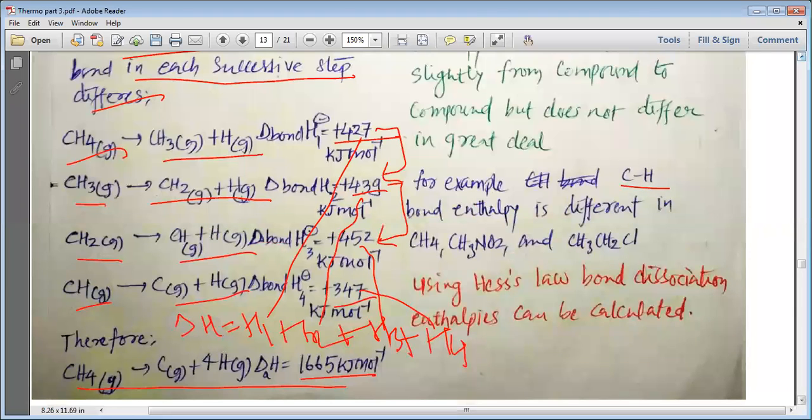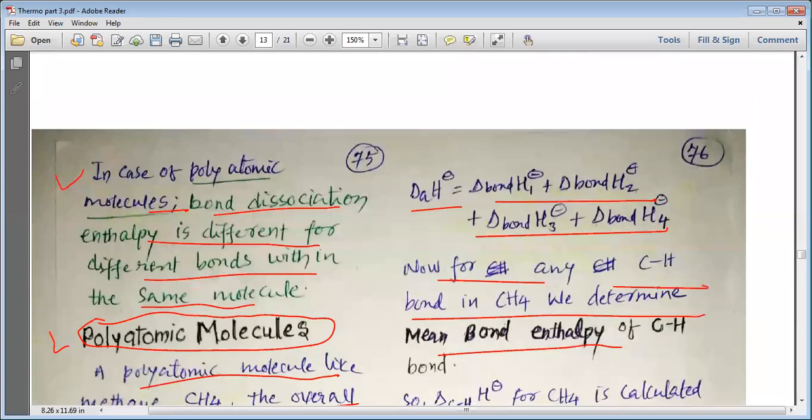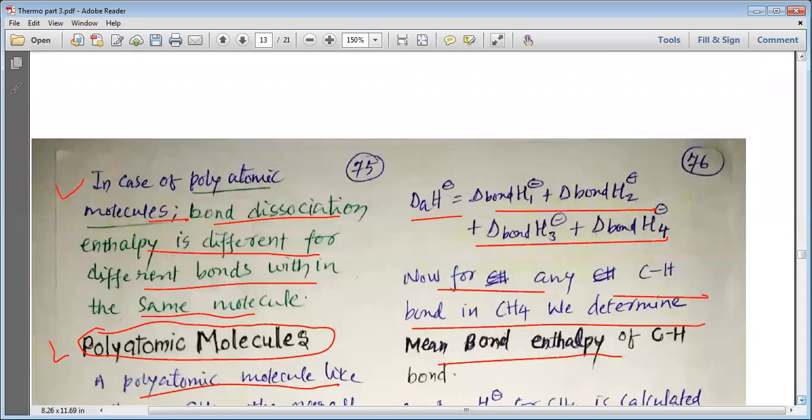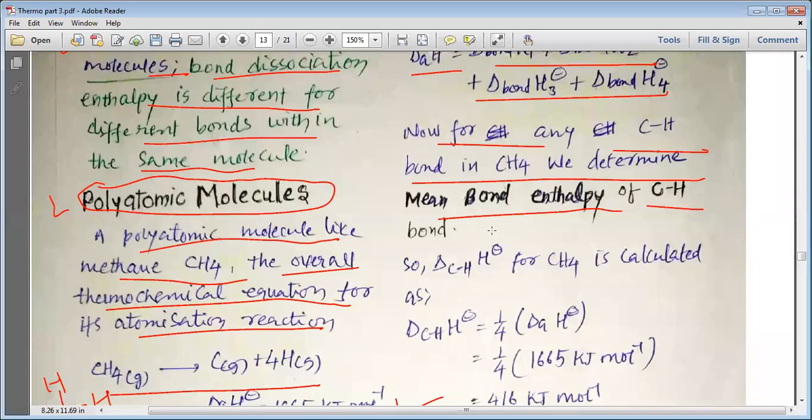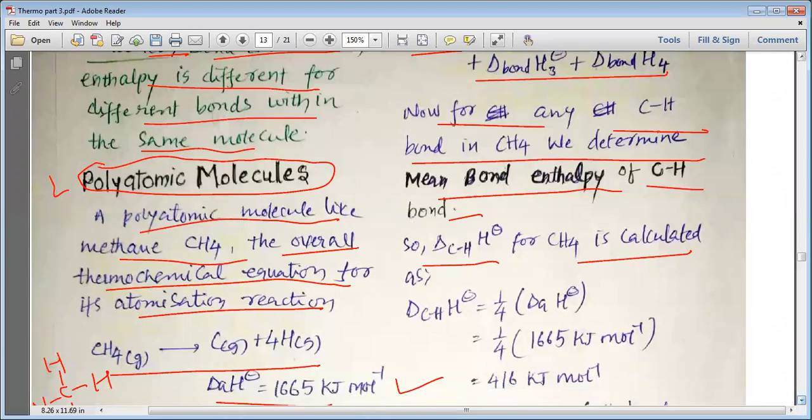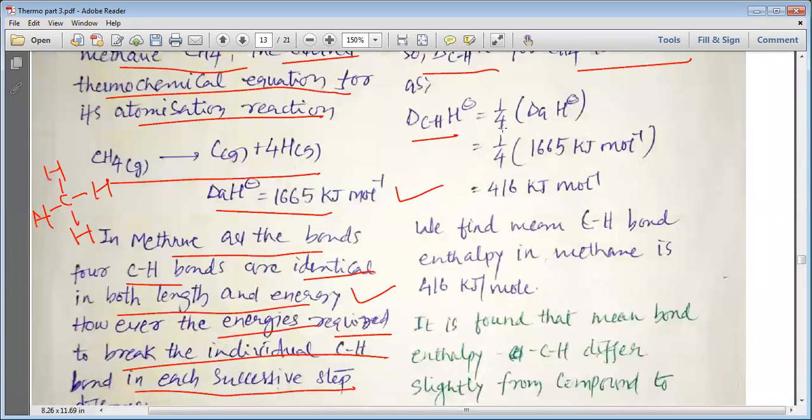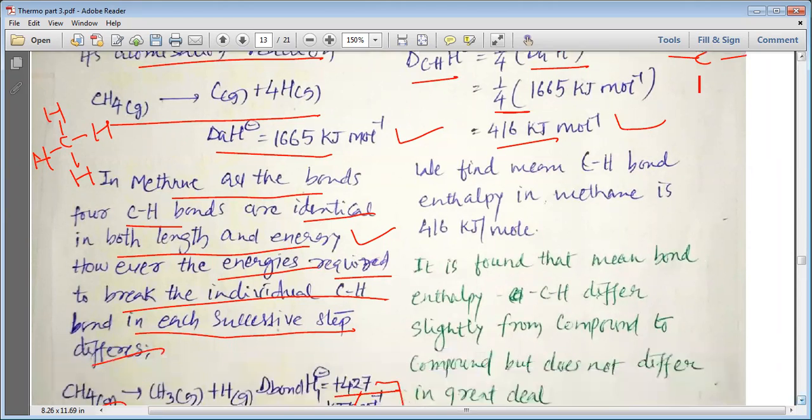For each bond, if we want to understand the bond dissociation enthalpy, then here we will have to take the mean bond enthalpy for the CH bond, and that is why the bond dissociation enthalpy for CH4, or bond enthalpy for CH4, is taken as the average of it, and that is why the enthalpy of atomization is divided by 4, because 4 bonds are present, and thus the bond enthalpy for the CH bond in methane is 416 kilojoule per mole.